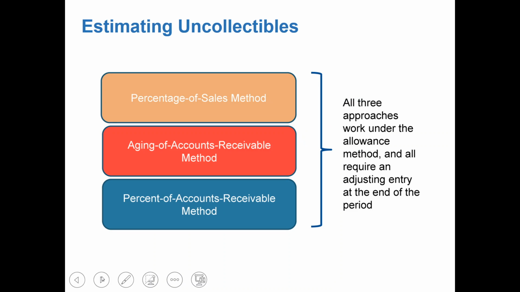Okay, so now we know that we use the allowance method to estimate allowance for doubtful accounts or our bad debts at the end of each period. And under that allowance method, there's 3 approaches that we will look at to actually estimate the uncollectible amount. The first one is called the percentage of sales method. Then we've got the aging of accounts receivable method, and finally the percentage of accounts receivable method. So we're going to start by looking at the percentage of sales method.